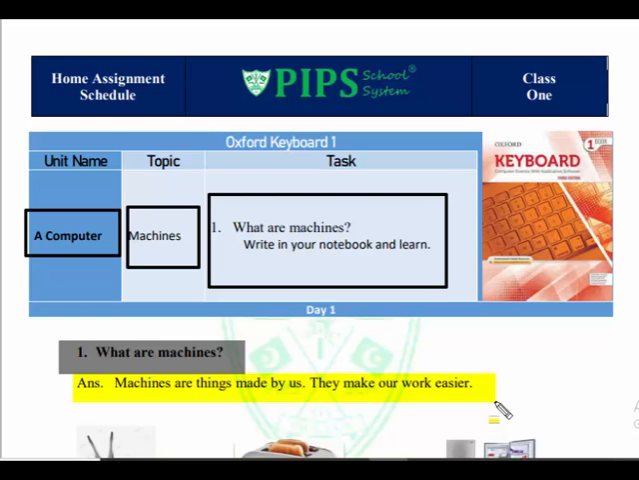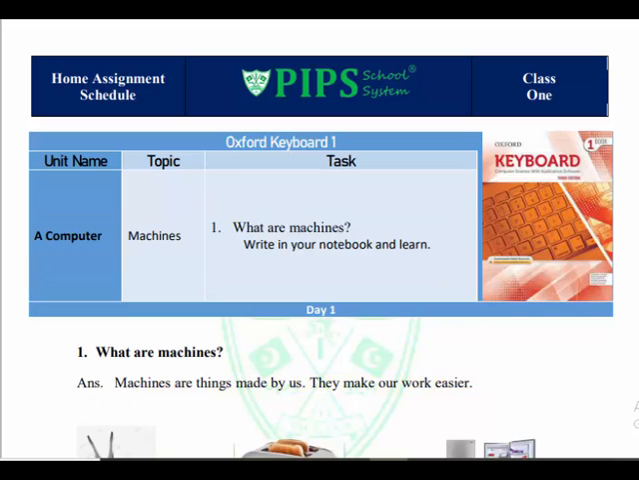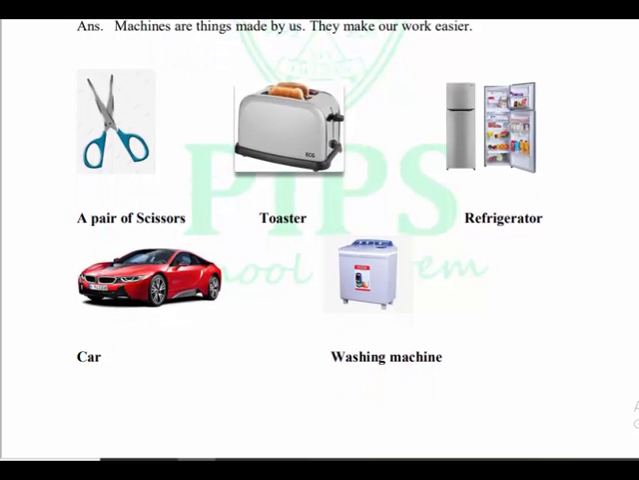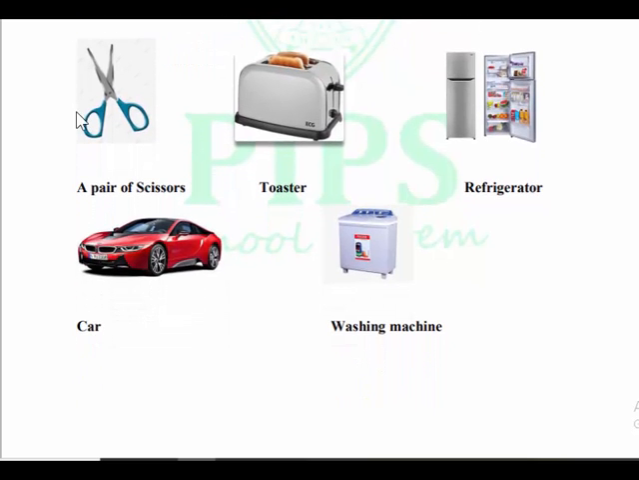You can see different machines at your home that make our work easier, like washing machine, toaster, scissor, and many more. So here you can see different type of machines. The first one is scissors. So what is the use of scissor? Scissor is used to cut clothes and paper.